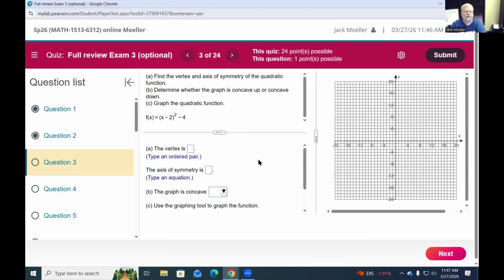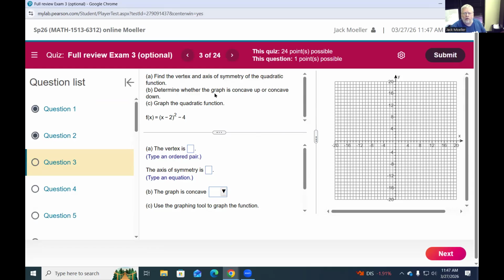All right, so that is how you're going to start the test: can you do the basic graphs with transformations? Okay, so let's walk through this one. We need the vertex, axis of symmetry, and to remember whether it's concave up or concave down, or the language I tend to use, open up or open down.